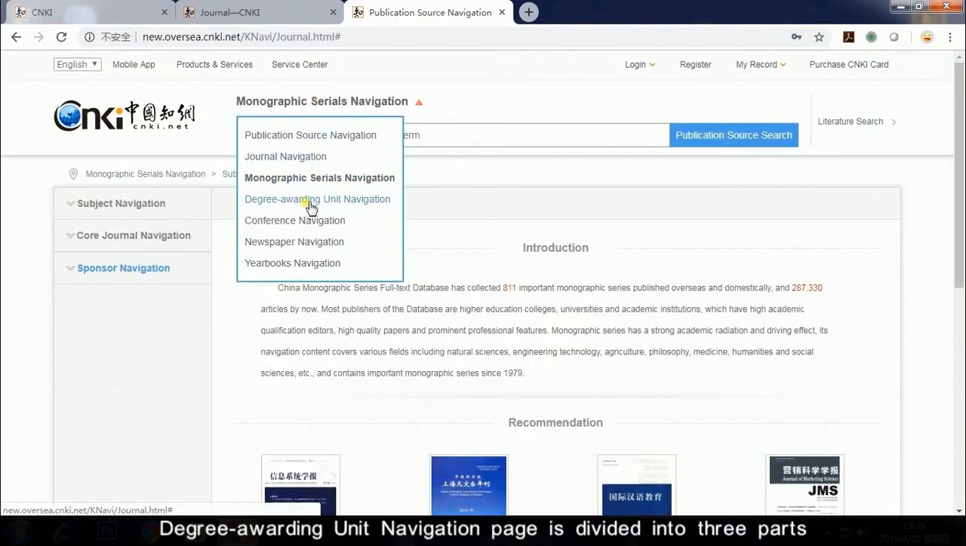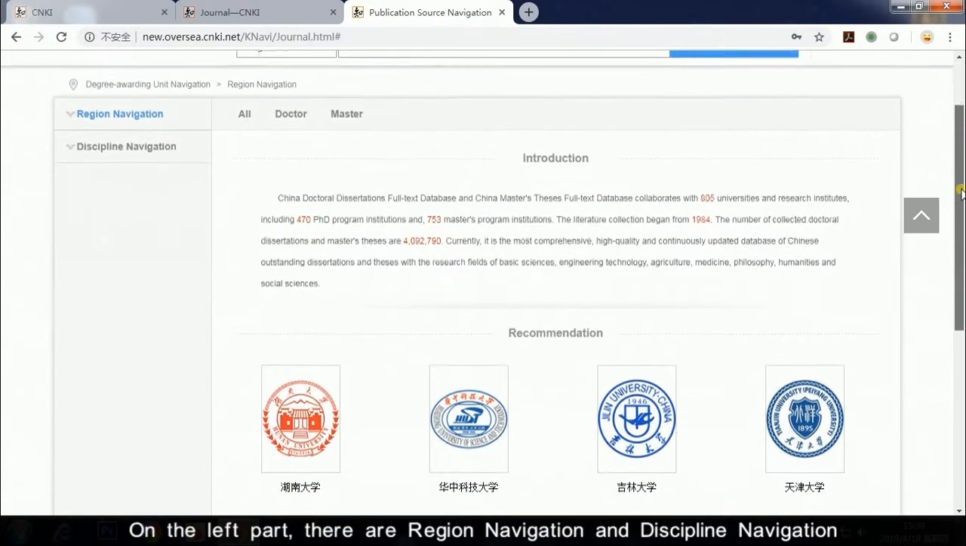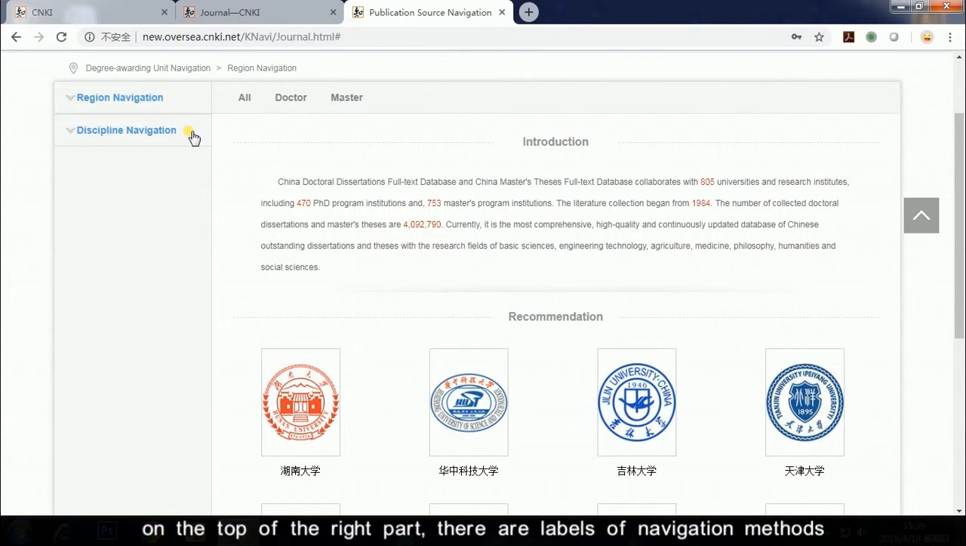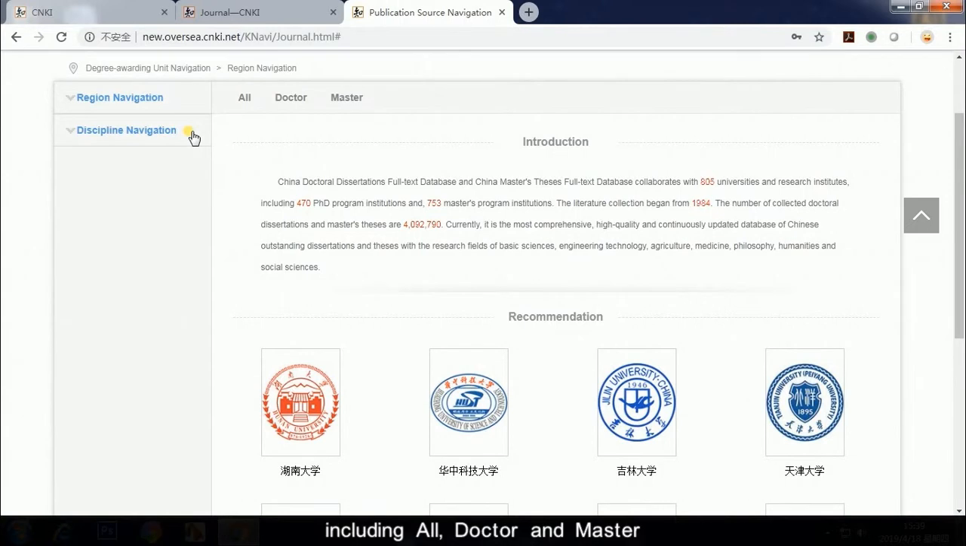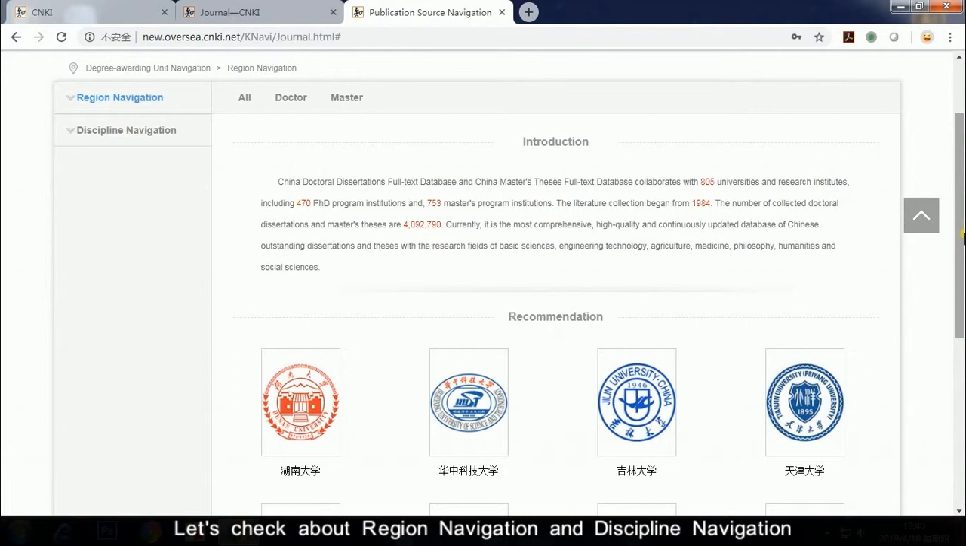The degree awarding unit navigation page is divided into 3 parts. On the left part, there are region navigation and discipline navigation. On the top of the right part, there are labels of navigation methods, including All, Doctor, and Master. Under it lies the introduction and related recommendation of degree awarding units. Let's check region navigation and discipline navigation.